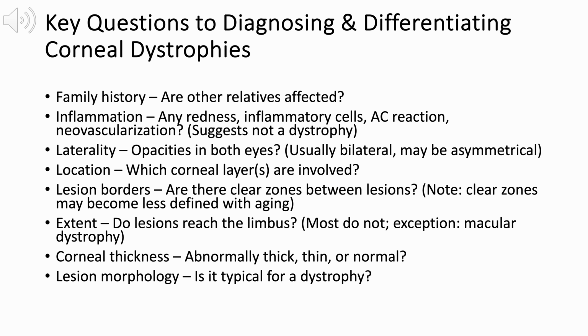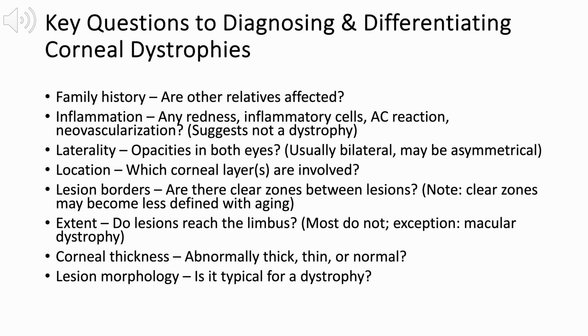When approaching a patient with a suspected corneal dystrophy, it is important to ask several key questions that help with diagnosis and differentiation. First, consider the family history. Are other relatives affected? Because most dystrophies are inherited, this can be a critical clue. Next, evaluate for inflammation. Ask if there is redness, inflammatory cells in the anterior chamber, or any neovascularization. If these are present, it often suggests the condition is not a dystrophy. Think about laterality. Are opacities present in both eyes? Dystrophies are usually bilateral, though sometimes they may be asymmetrical.